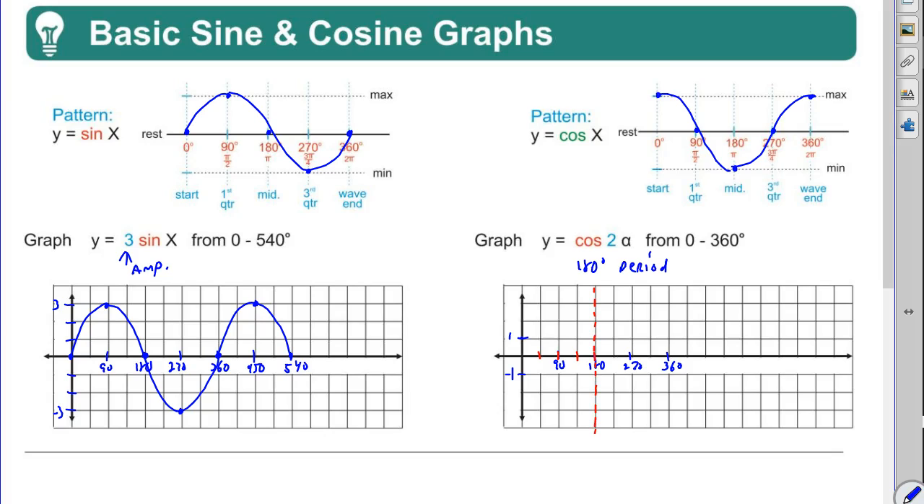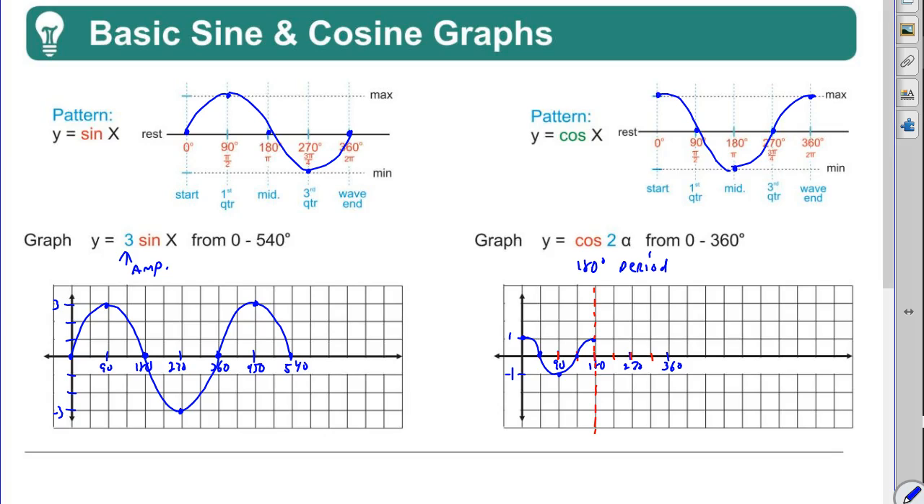Okay, so it starts at a max. First quarter at rest. Midway a minimum. Third quarter rest, and then at the end a max. So watch, I'm just going to reproduce that wave right there. You see it? And now it wants me to go another 360. So again, there's the first quarter, midway, third quarter, and max.